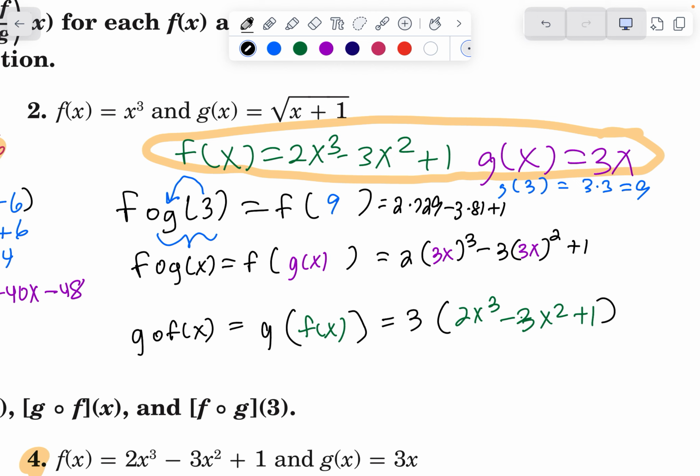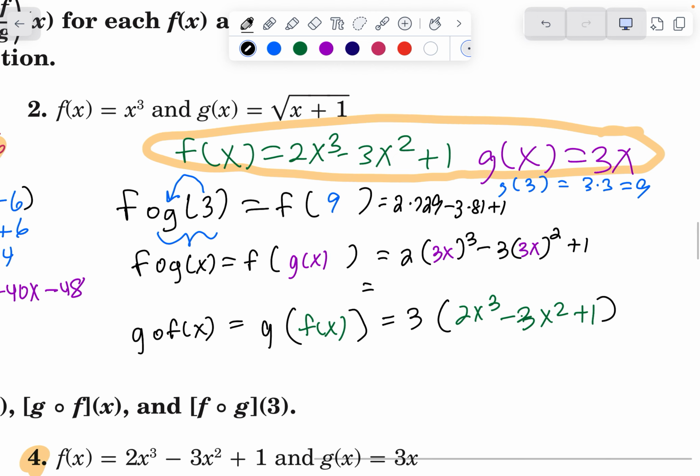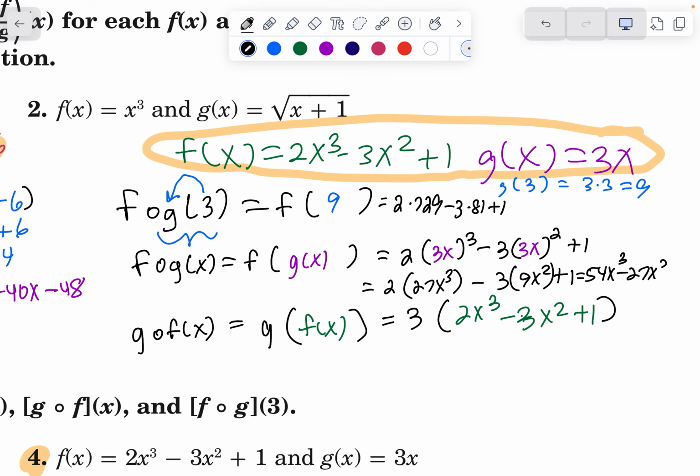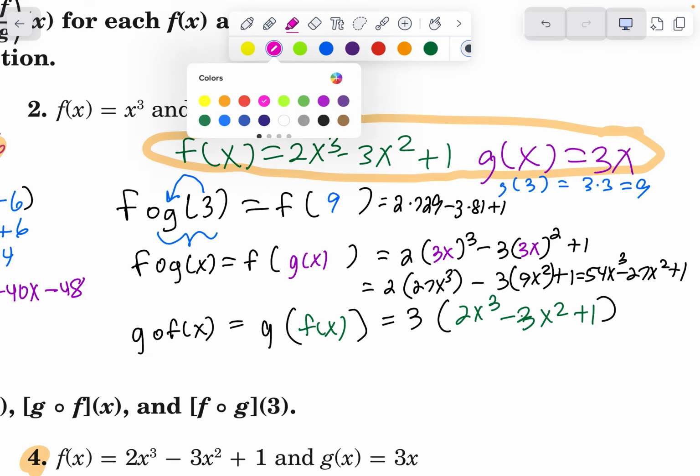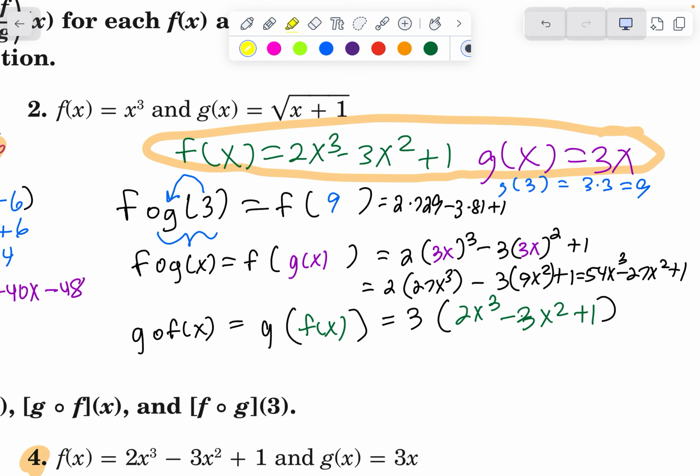So then we would get 2 times 27x cubed minus 3 times 9x squared plus 1, which would give us 54x cubed minus 27x squared plus 1. So it's a much different procedure if you put one into the other or then switch it out. So be careful. That would be your final answer for f of g of x.